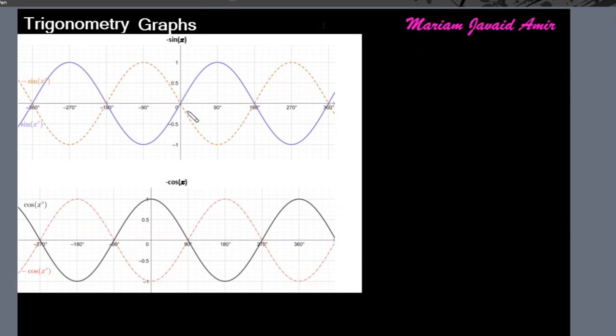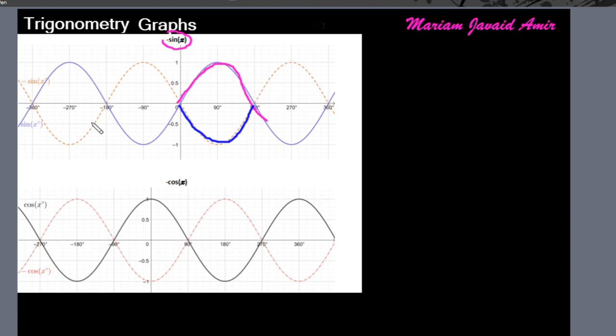Okay. So now the graph for minus sine x. So the sine x graph was this. Sorry, the other one, the upper one. This is the graph for sine x, and the graph of minus sine x is simply its mirror image on the x-axis. So the graph will simply invert, and the rest will remain the same for both sides.